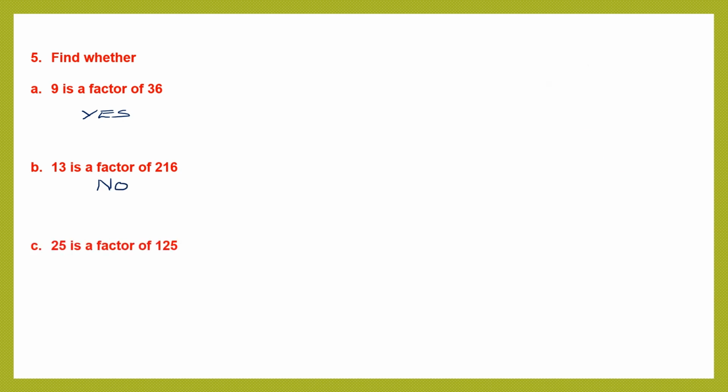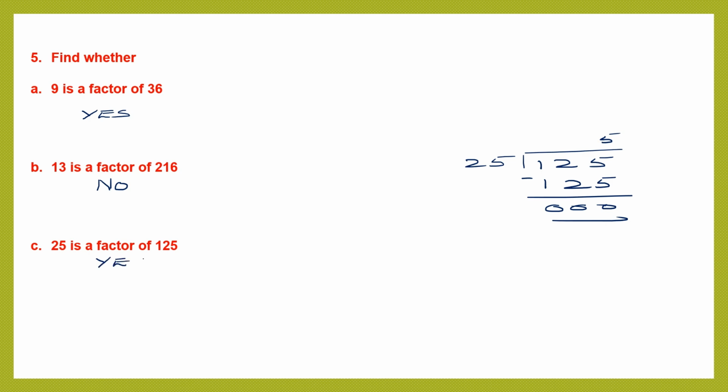Next one, is 25 a factor of 125? Let's divide 125 by 25 and see. So we have 125 divided by 25. Now if you see 1 is small, so I'll take the next number 2 also. So it's 12. 12 is also smaller than 25. Take the whole thing 125. Now 25 into 5 is 125 and the remainder is 0. So when the remainder is 0, we know that this number is a factor of this. So 25 is a factor of 125. The answer is yes.